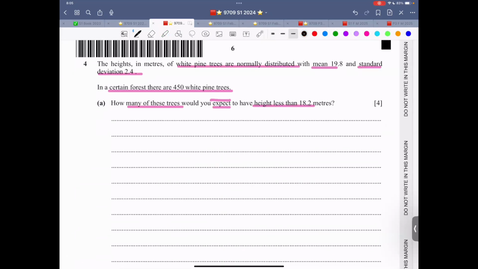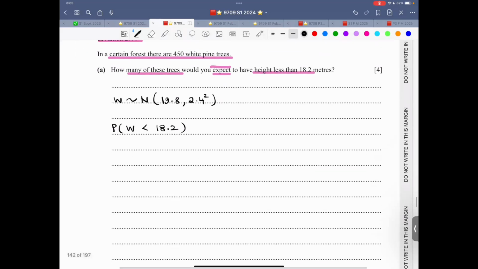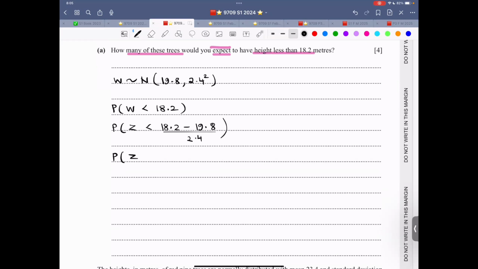Pretty basic question. White pine trees follow a normal distribution. So this is normal, and that is 19.8, 2.4 square. Make sure to label everything properly. You have all the time in the world. Now it says lesser than 18.2. So probability W is lesser than 18.2. Probability Z is lesser than 18.2 minus 19.8 divided by 2.4. Probability Z is lesser than, yes, it will be a negative value.